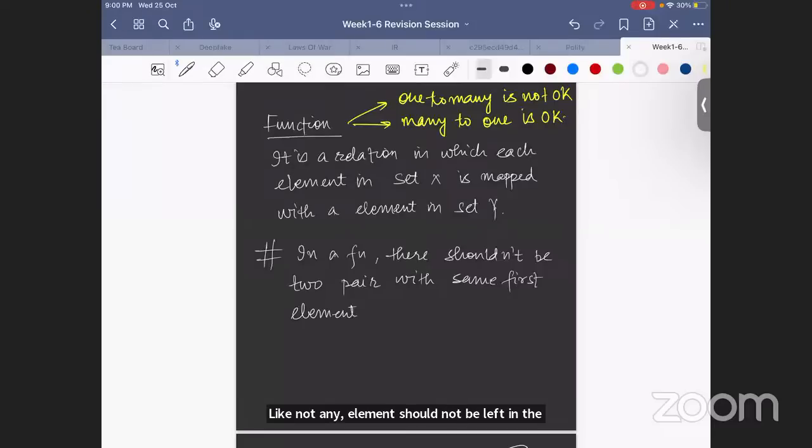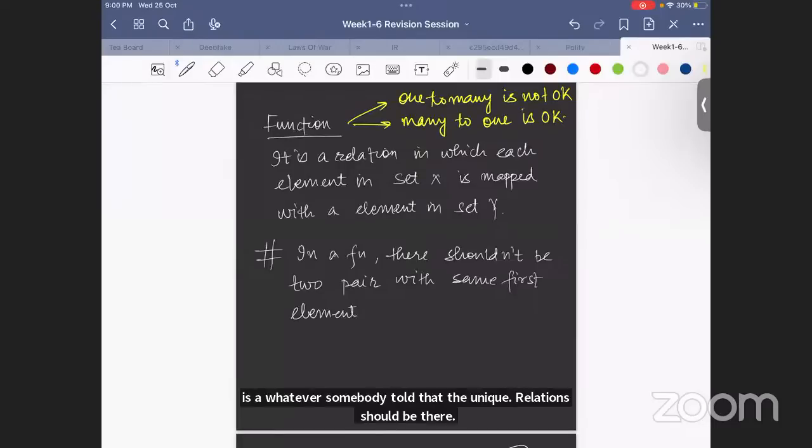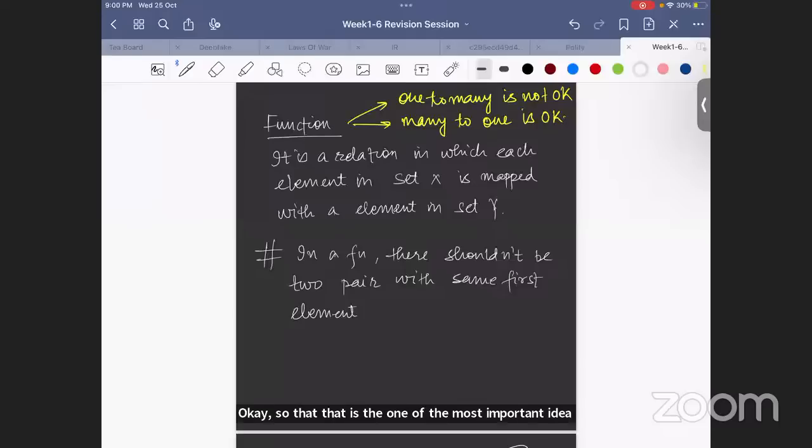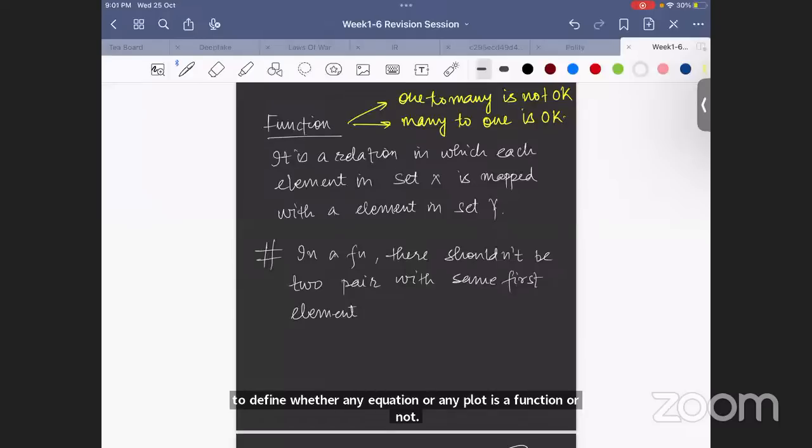So for any function, the most important thing you should check is that for any value you put in the equation, you should not get more than one value. Somebody told you that a unique relation should be there. That is one of the most important criteria to define whether any equation or plot is a function or not. If a graph is given, you can check it with the vertical line test.